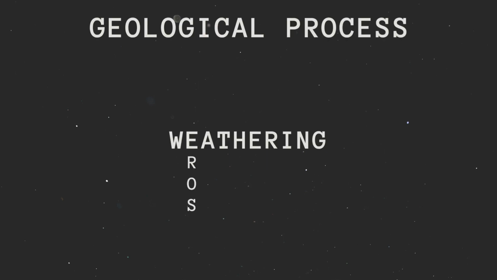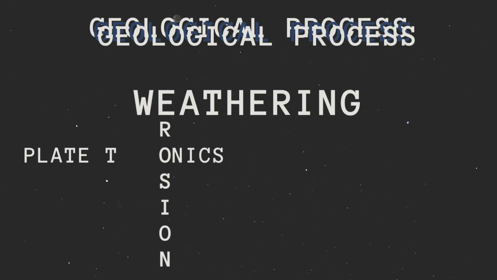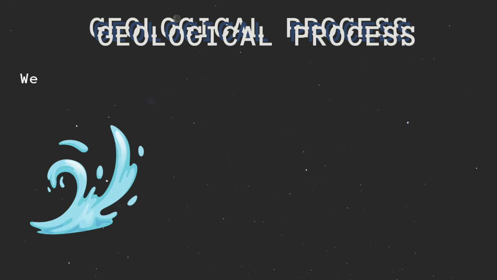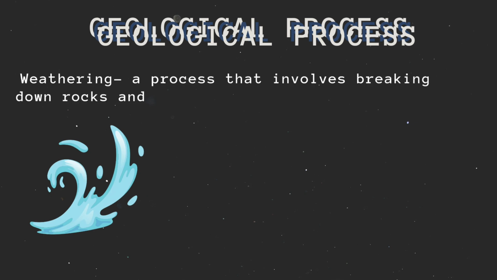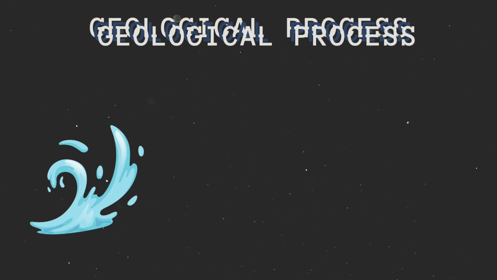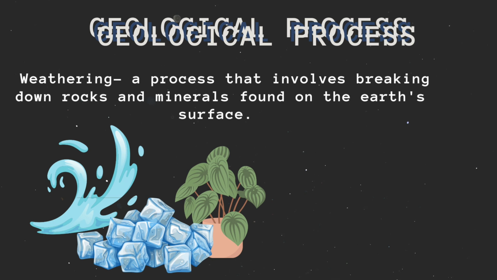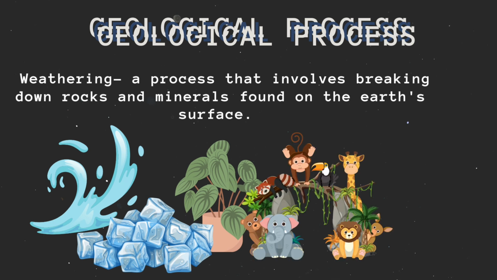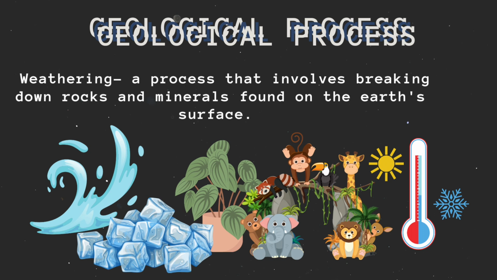Let's proceed now with the geological processes. Some mechanisms are involved in the process. First is weathering. Next, erosion. And lastly, plate tectonics, or the plate movement. Weathering is a process that involves the breaking down of rocks and minerals, and it includes the following agents: first is water, ice, plants, animals, and changes in temperature.